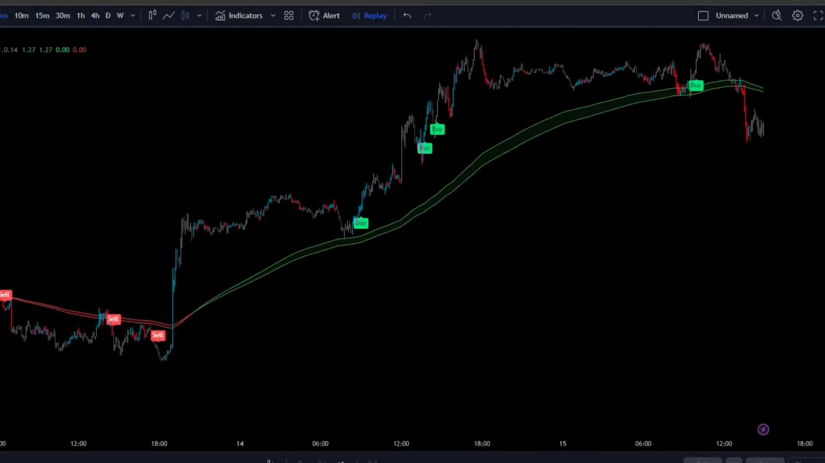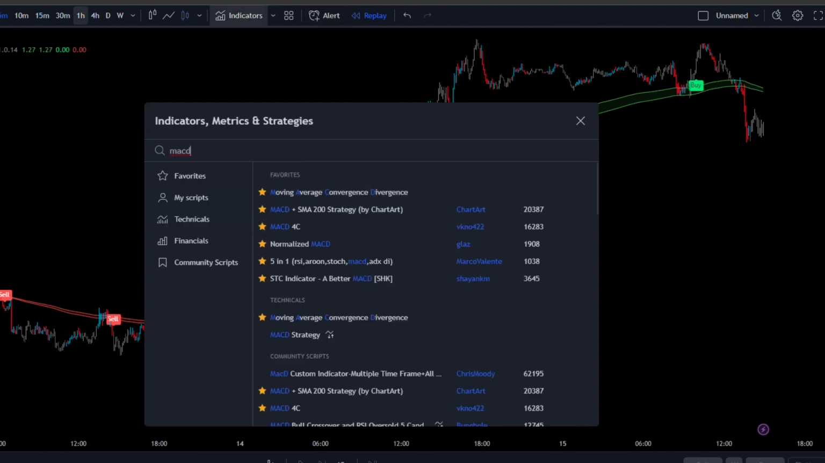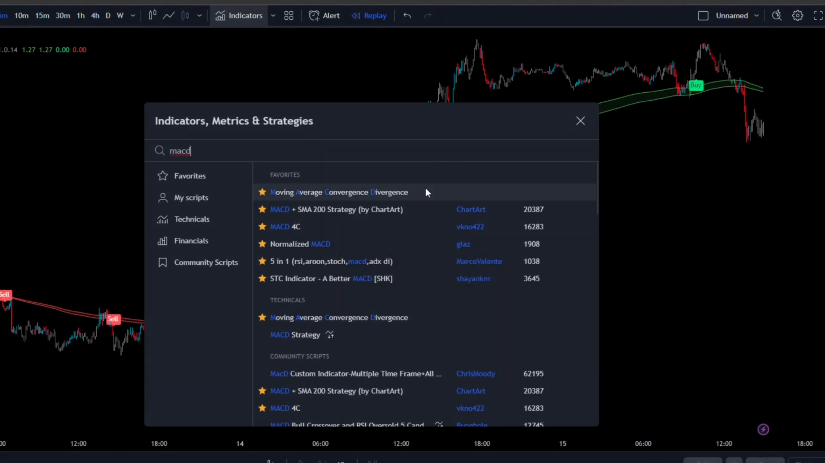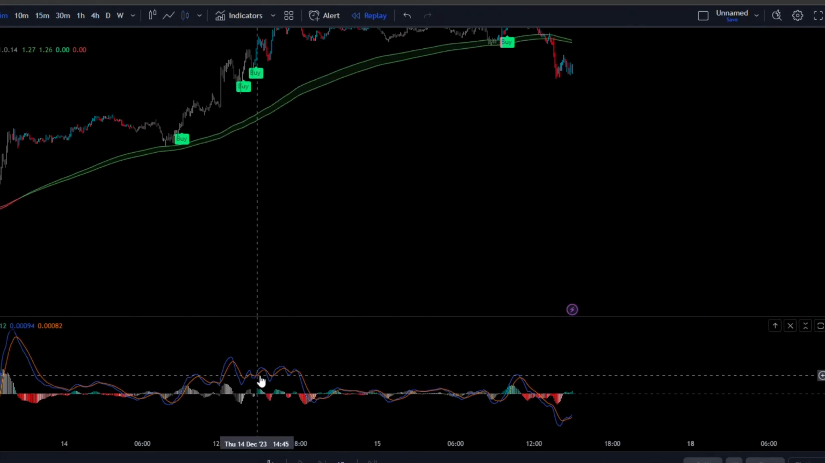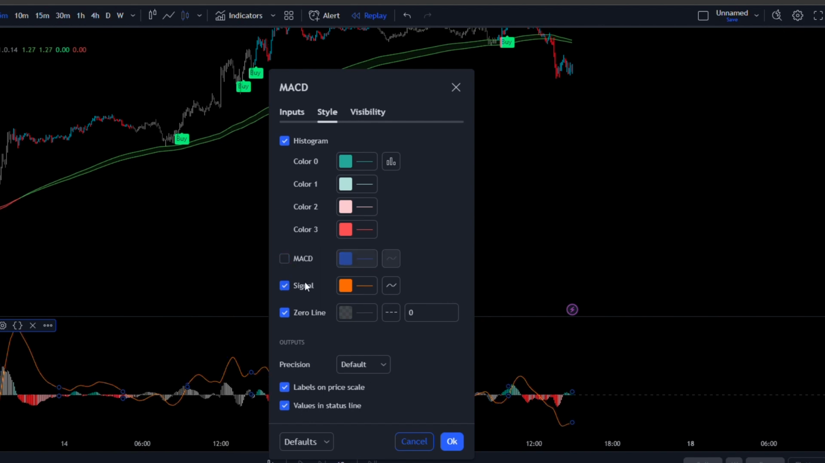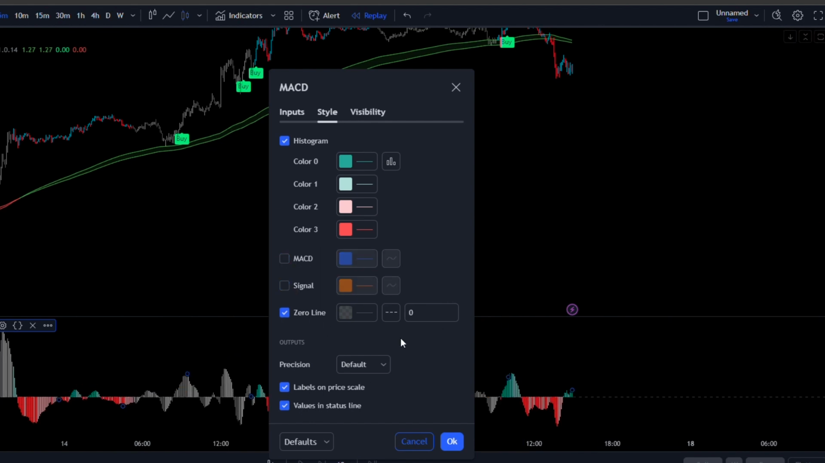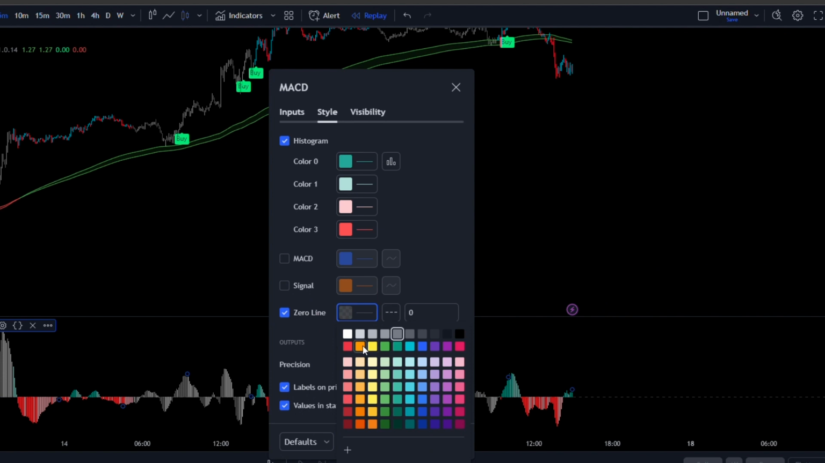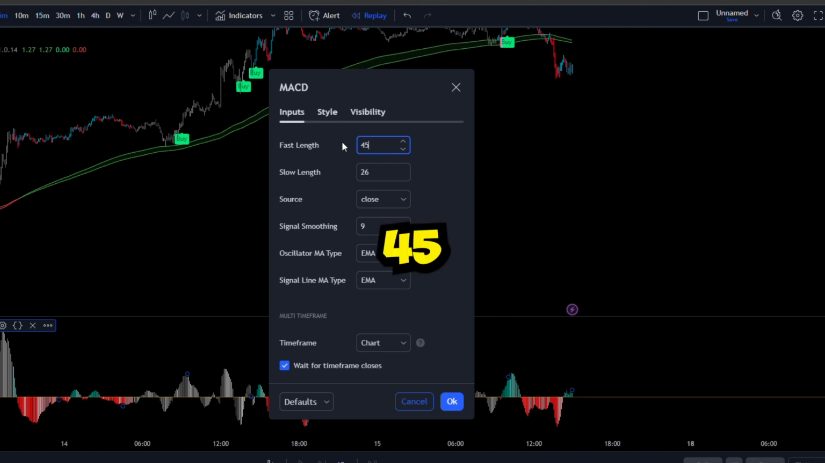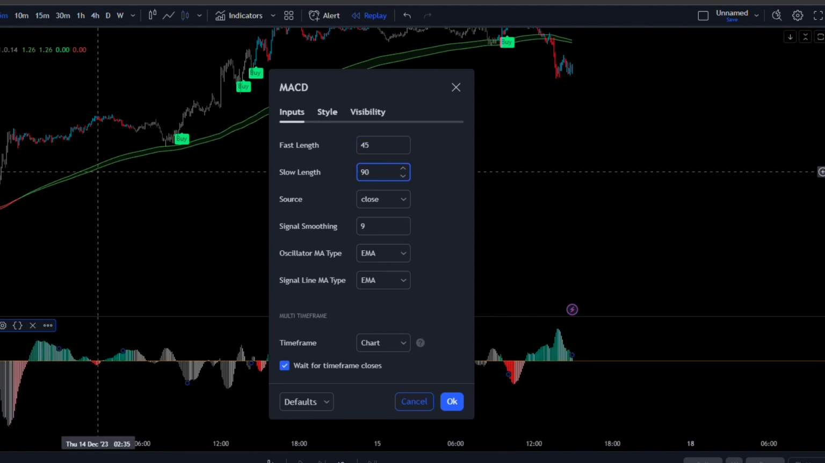So now it's going to get the confirmation indicator, and for the second indicator, we're going to need the regular moving average convergence divergence. Now we need to make some adjustments in the settings to this also. So in style, we're going to uncheck the MACD as well as the signal line, and we're going to make the 0 line more visible by changing the color to yellow and also changing it from dashed to line.